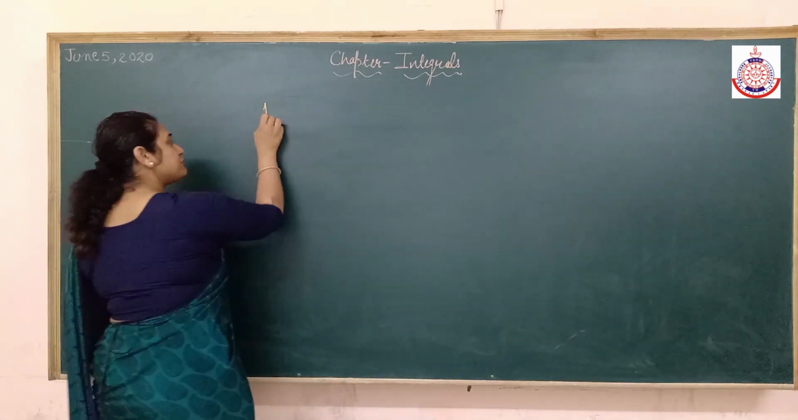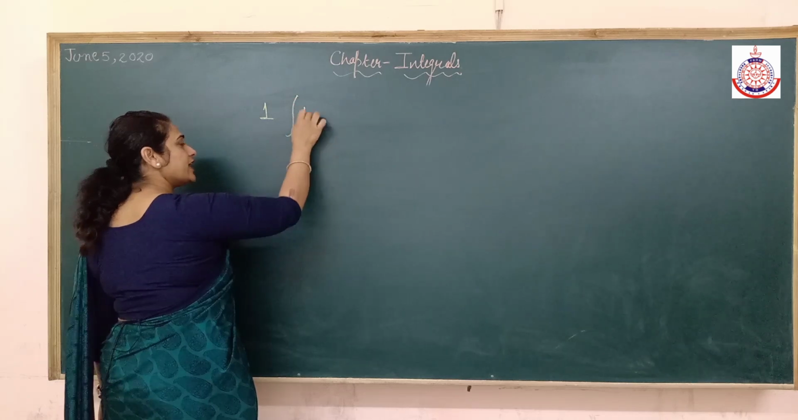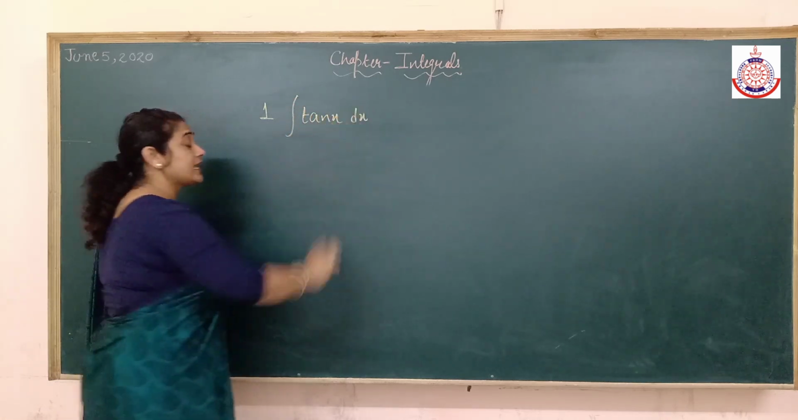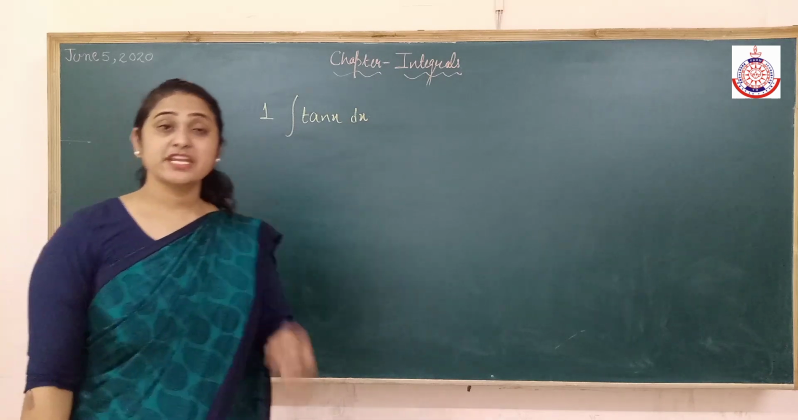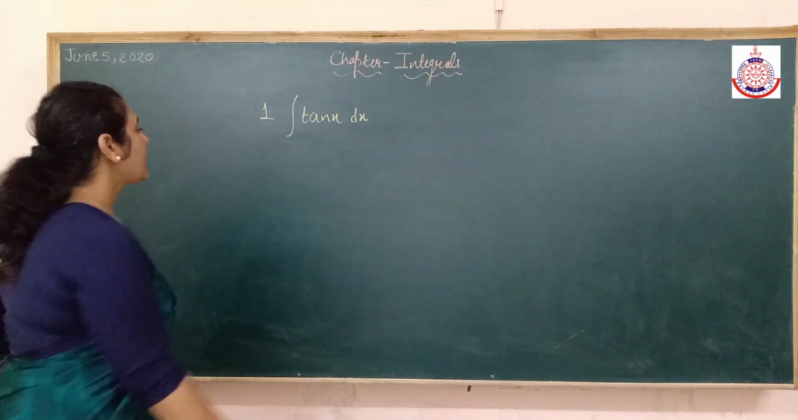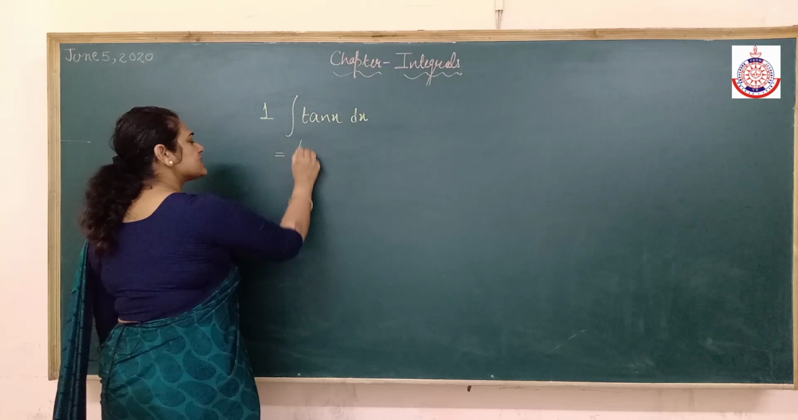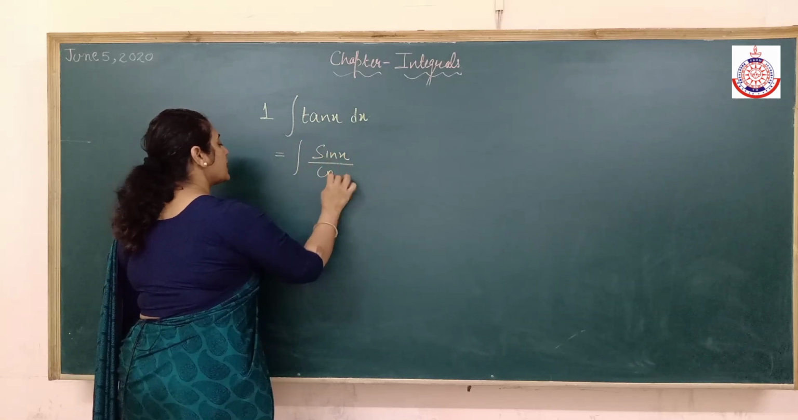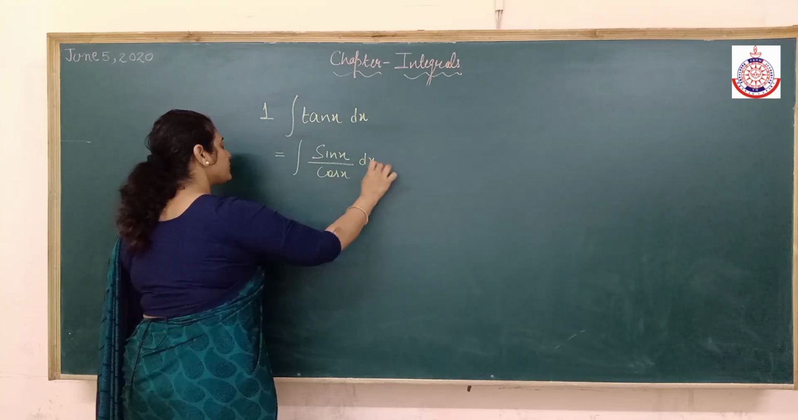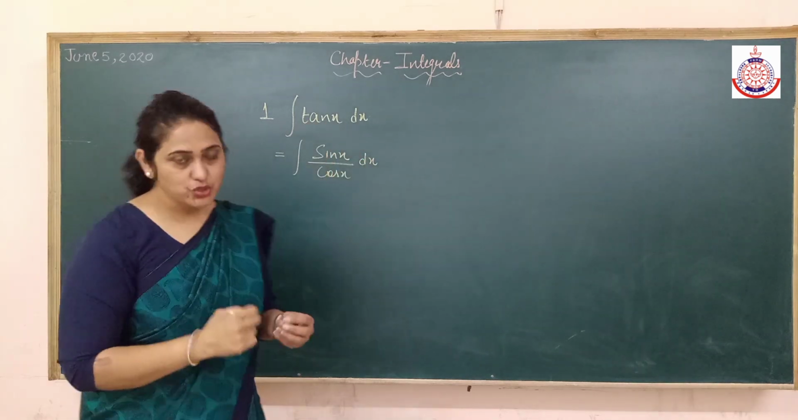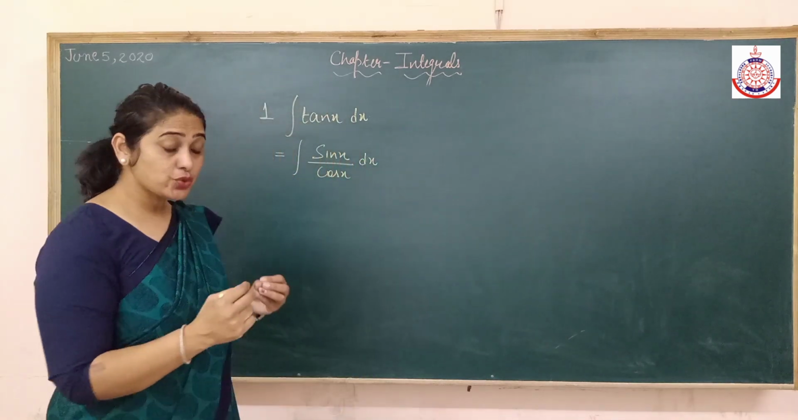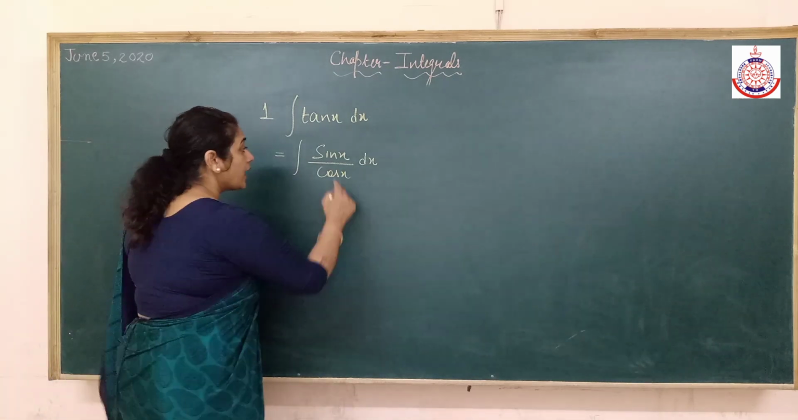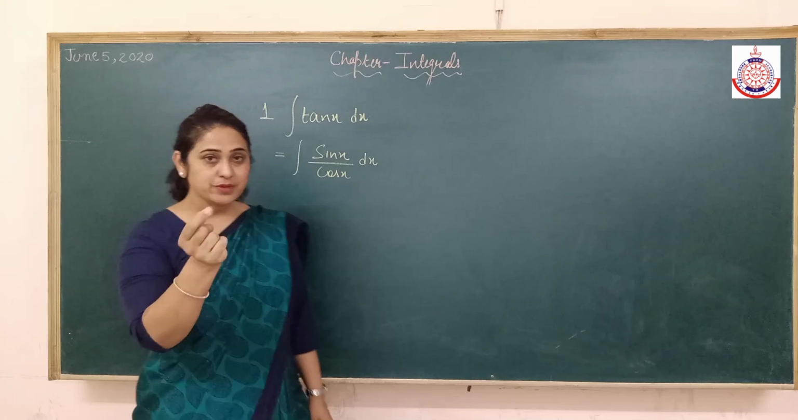Alright, for example, the first one, I have to integrate tan x. Now, tan x can be written as sin x upon cos x. Now the method of substitution says you can substitute that function whose differentiation is given to me. And that differentiation has to be with dx.